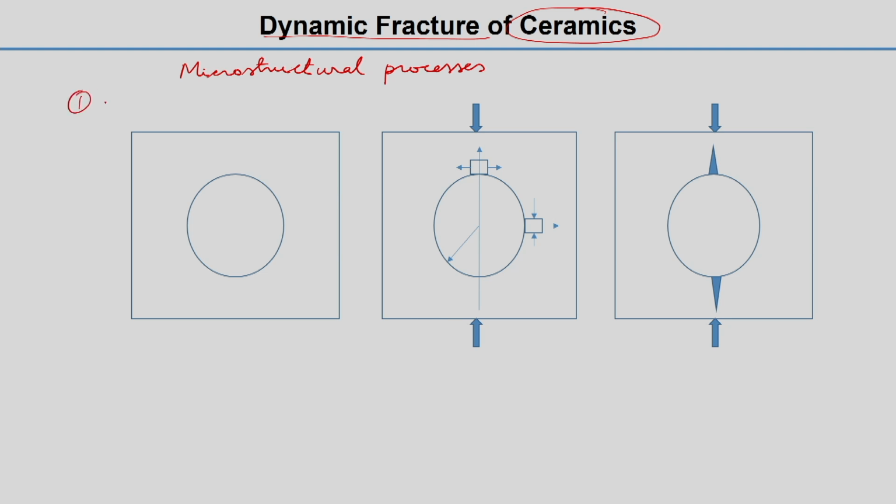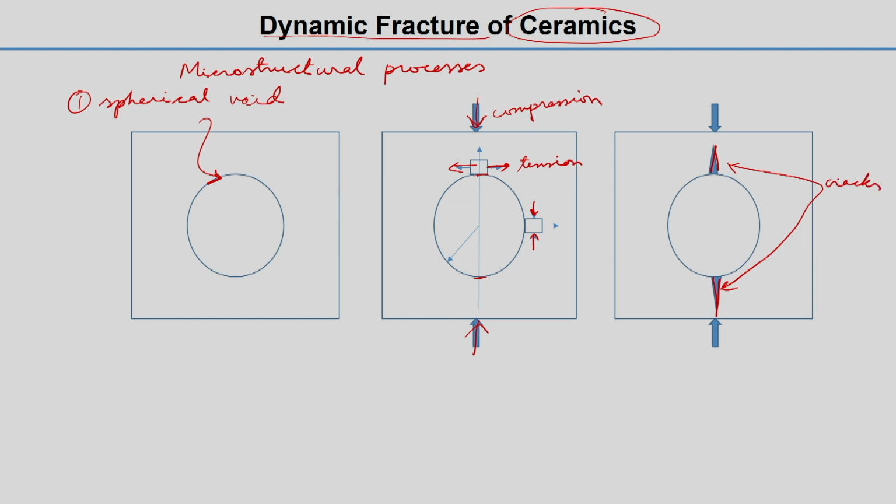So number one: if we have a spherical void, a void like this, a small void, what will happen if it is under compression? Under compression, it will develop some tensile load. Here it will be compression, by the way, but because of this tension, and probably here as well, some cracks can be generated. These cracks can be generated due to compression. So these two are cracks. So you can see that the compression can generate tension on those void surfaces, and that can lead to some cracks.